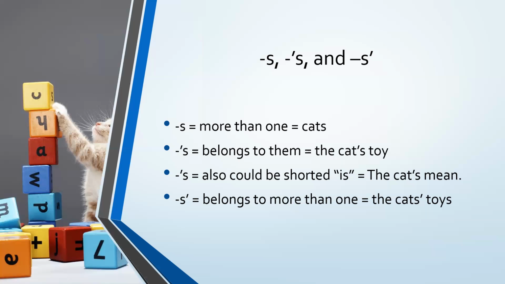Finally, we have the S apostrophe. And this is really to show when more than one owns something. For example, the cats' toys. We have multiple cats, and they all own these toys. So those are the different types of S's. It's one that can really throw a reader off if you don't use the correct one. So make sure you have gone through and corrected all of your S's, specifically the apostrophe. I see it overused. Make sure you know how to correctly use it.